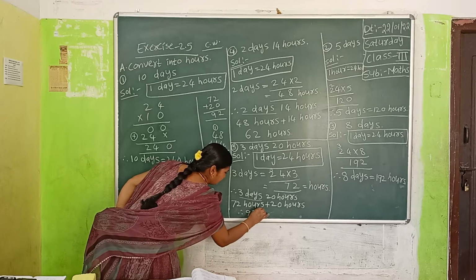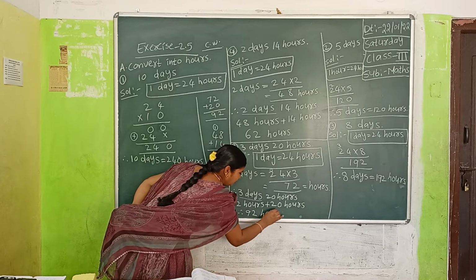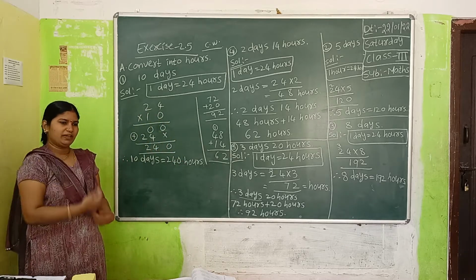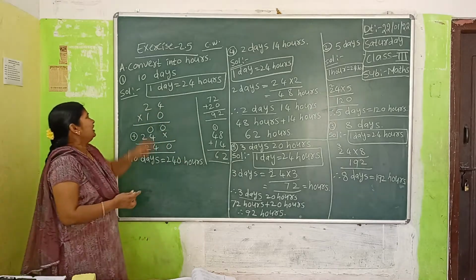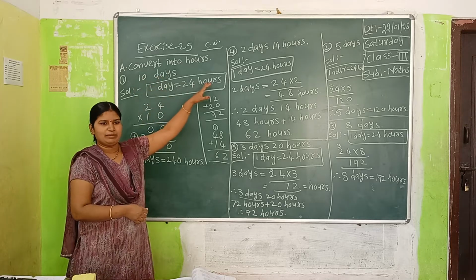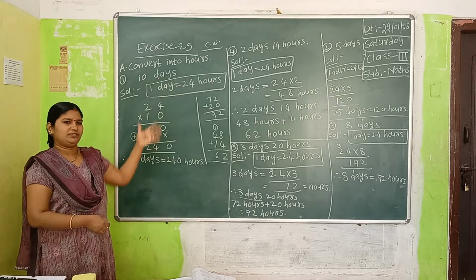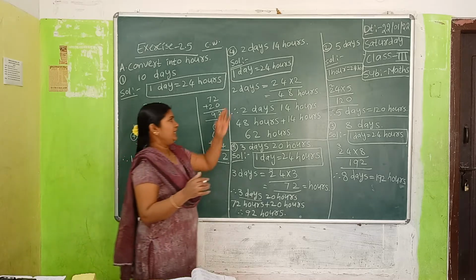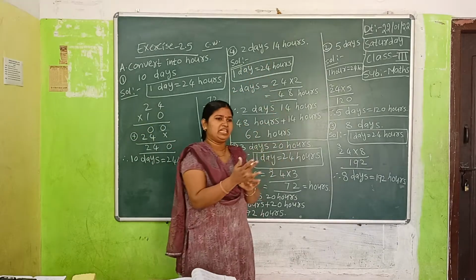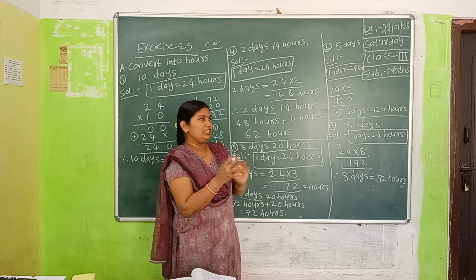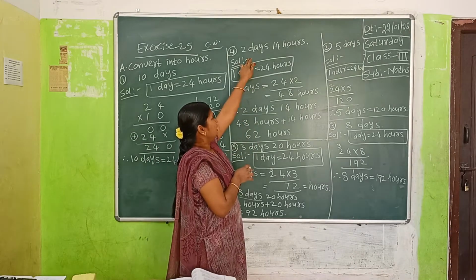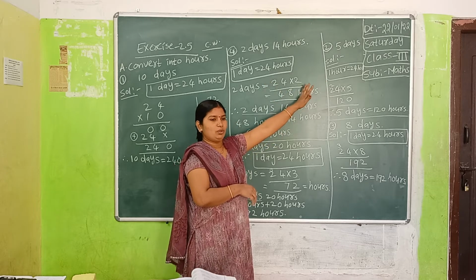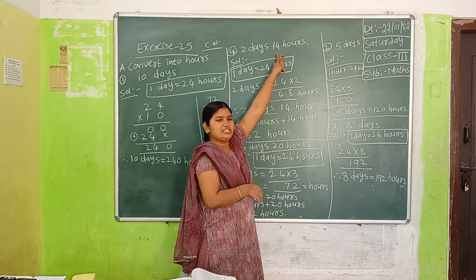Hours. Therefore, 92 hours. Okay, children? Did you understand this one? If only days are given, write the formula: multiply the given number by 24 and you get the answer. But if both days and hours are given, first multiply days into hours. Convert days into hours. After that, there are extra hours.